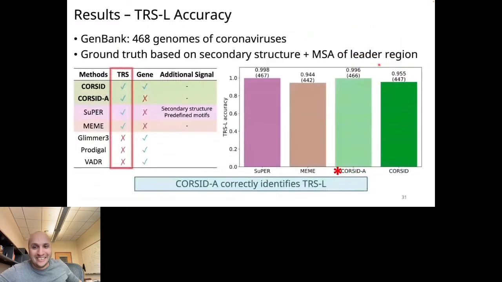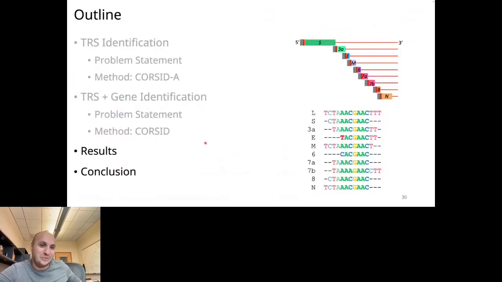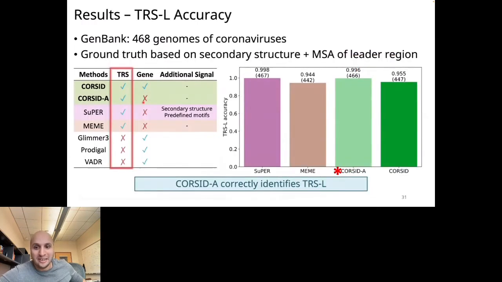Okay, let's take a look at results again. To summarize, we've looked at two problems: TRS identification, that was question 1, and the TRS plus gene identification, that was question 2. So CORSID A, the first algorithm that I introduced, solves the TRS identification problem, and CORSID solves the joint inference problem, the TRS plus gene identification problem. And both are polynomial time algorithms. So both problems are actually easy, which is kind of surprising.